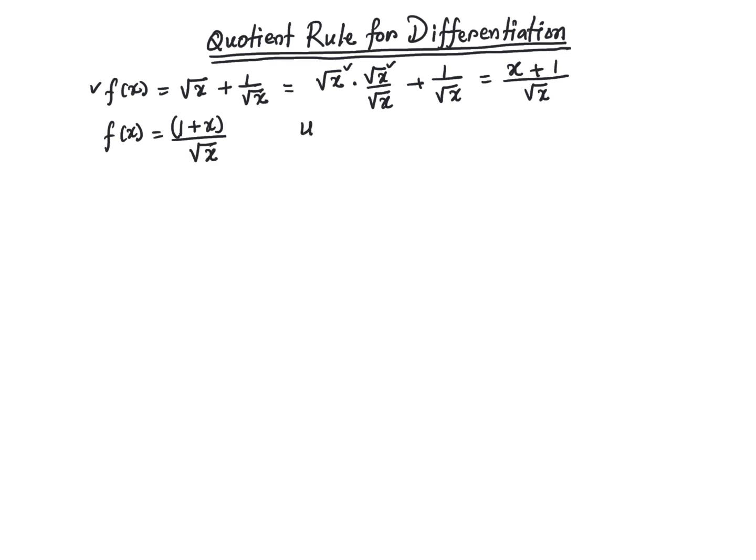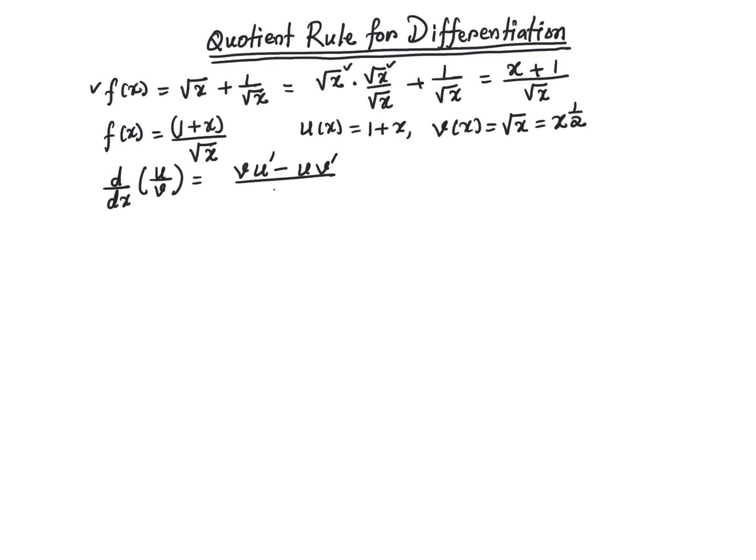And here my u of x is just 1 plus x, and my v of x is just square root of x, which is just x to the power 1/2. At this point, I'm going to apply the quotient rule for the derivative. d over dx of u over v is equal to v times the derivative of u, or u prime, minus u times the derivative of v, all of it divided by v squared. And if I do that, v is square root of x, so if I square it, it's going to just give me x. Very simple in the denominator.